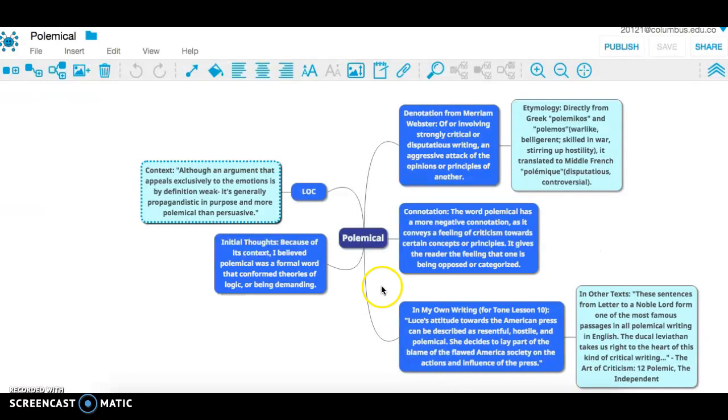So those were examples of my vocab words, and I'm doing the same thing with all of the others.